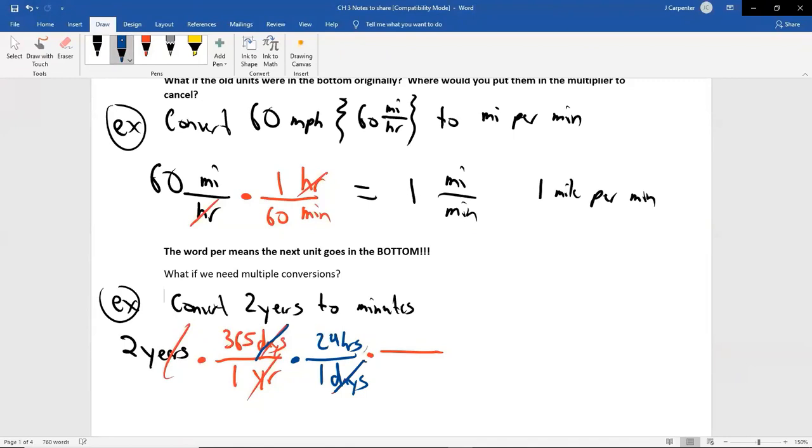Out with the old. Hours got to go bye-bye. They're in the top. So in the multiplier, they go in the bottom. And it's hours to minutes. We do know that 1 hour is 60 minutes.